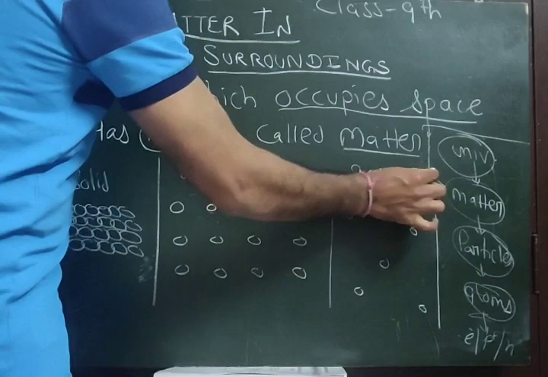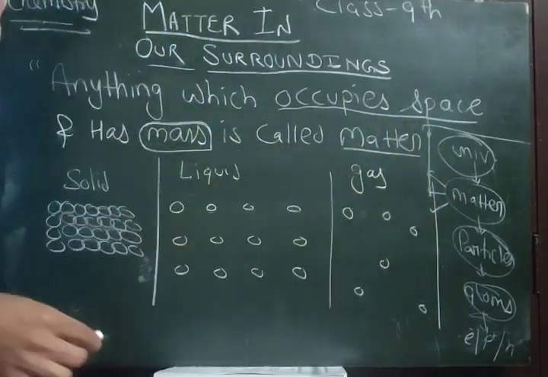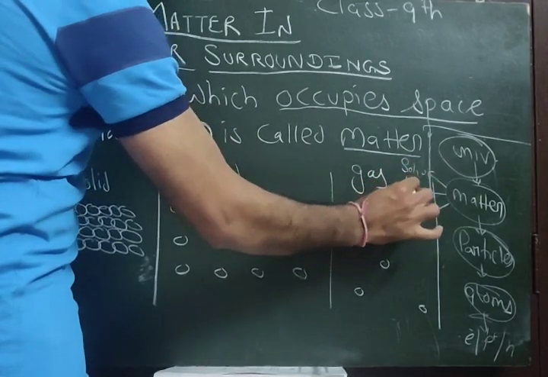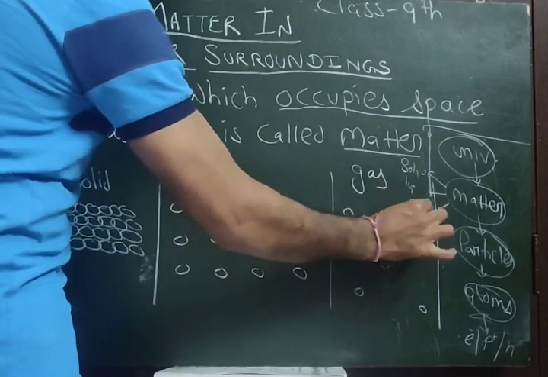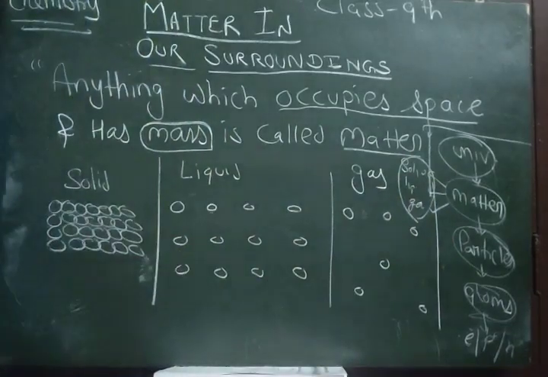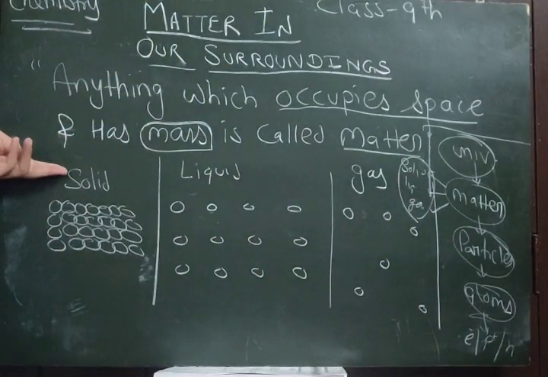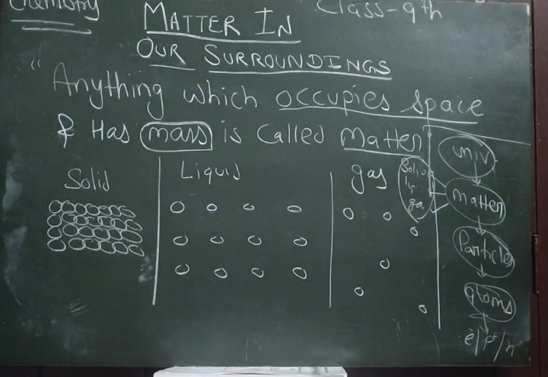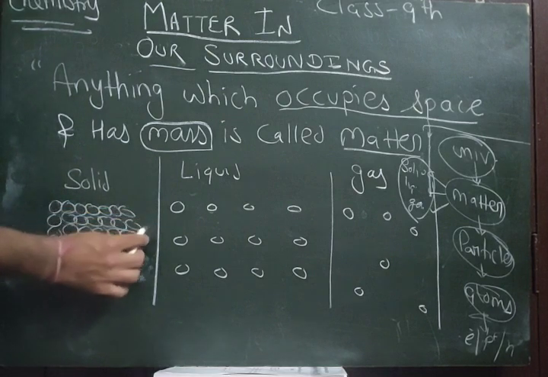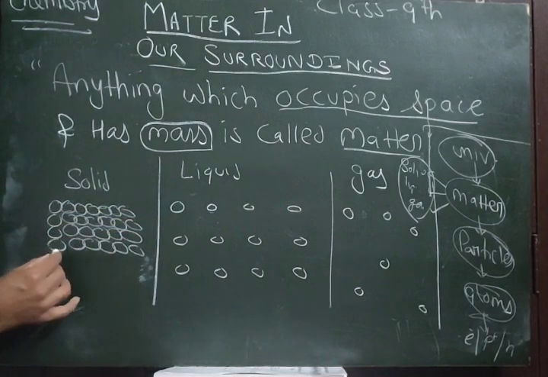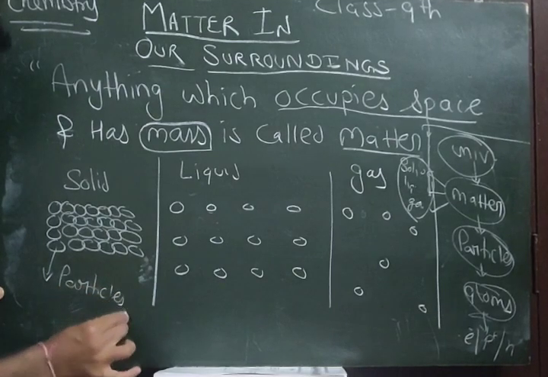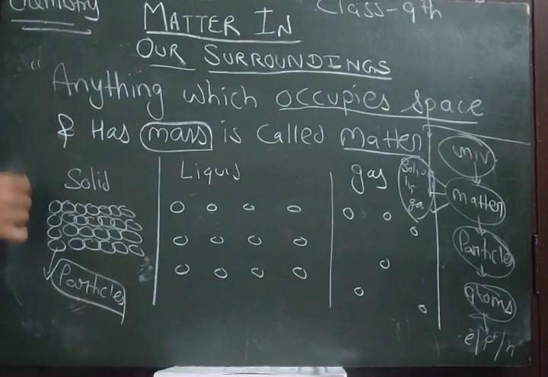Okay. In this part we can divide matter physically into three parts, that is solid, liquid and gas. We have arranged the particles of solid, liquid and gas in this manner, which you have already seen in your previous books. The particles of matter are like this. These are the particles. You can see the particles.